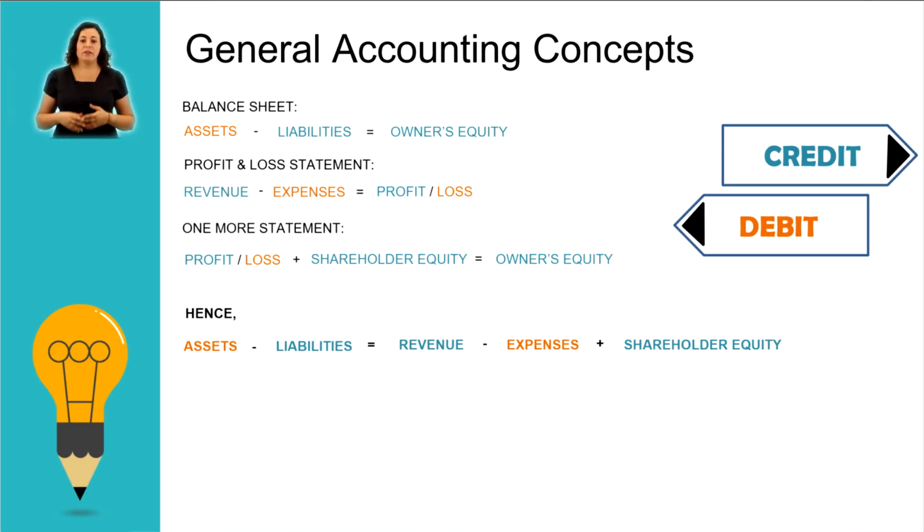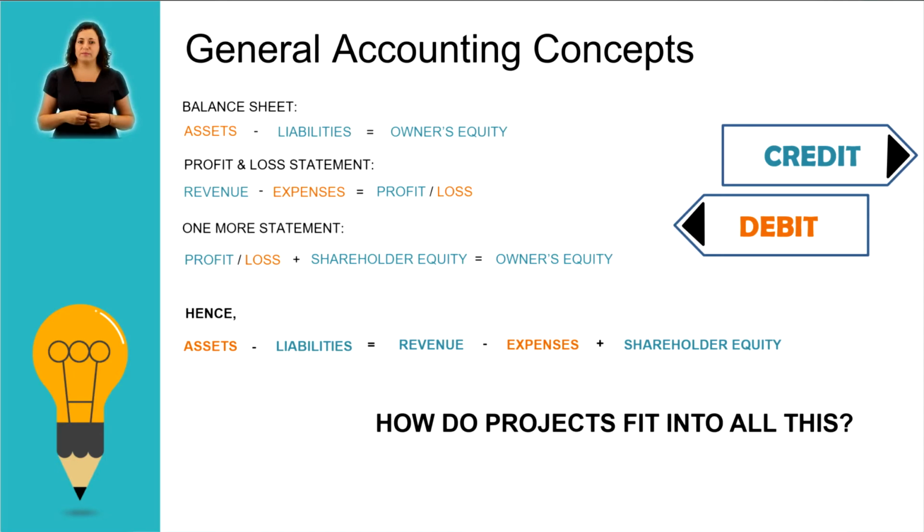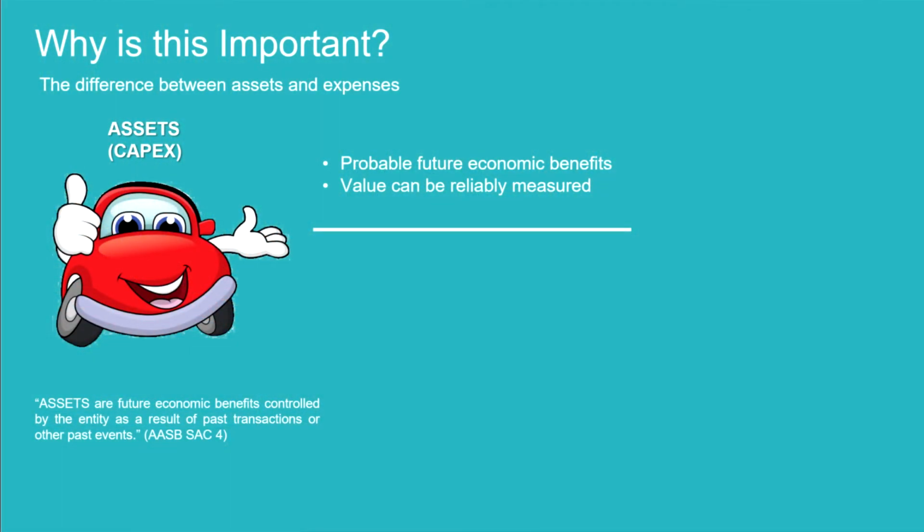Now that we have covered the basics of accounting, the big question is, how do projects fit into all of this? Consider the following definitions of assets and expenses. Assets are broadly something that you own, which means you generally buy these or create them. Assets need to bring probable future economic benefits, and their value needs to be reliably measured. So in the case of building a software asset, you need to prove that you have spent the money and that the software you're building will bring those future benefits to the organization.